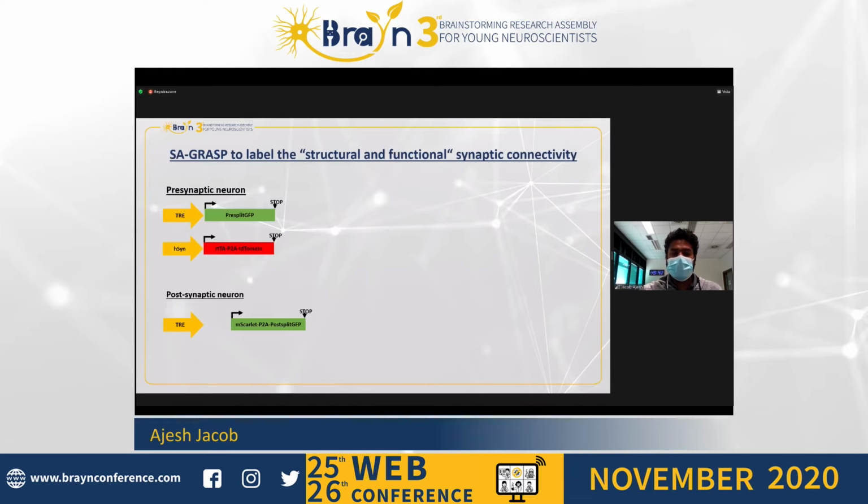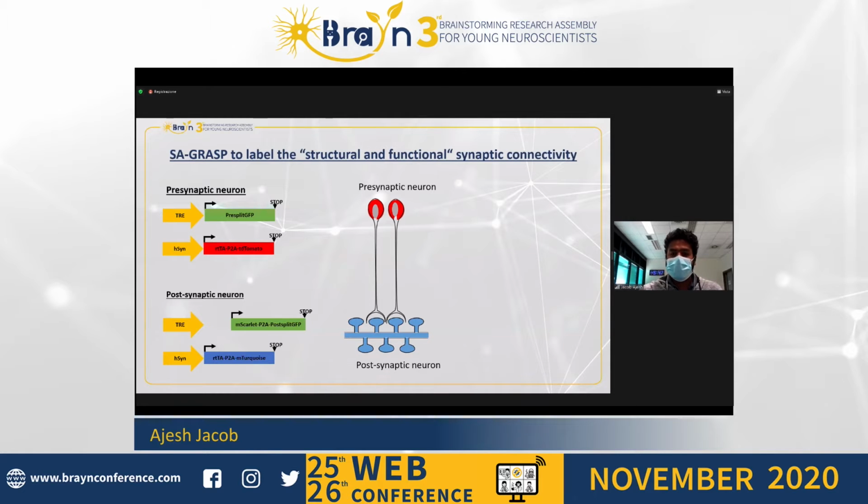So we made constructs to express rtTA and tdTomato in the presynaptic neuron, and rtTA and a blue fluorophore in the postsynaptic neuron. If the system works, we will see the presynaptic neuron in red, the postsynaptic neuron in blue, and their synapses in green. This will tell if the two neurons are structurally connected, but nothing about whether they are functionally active.